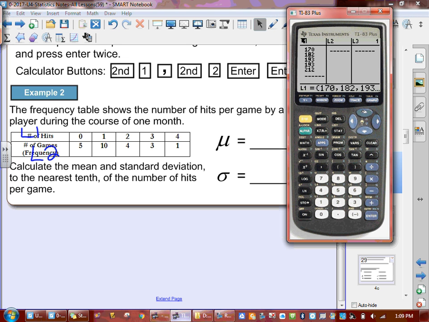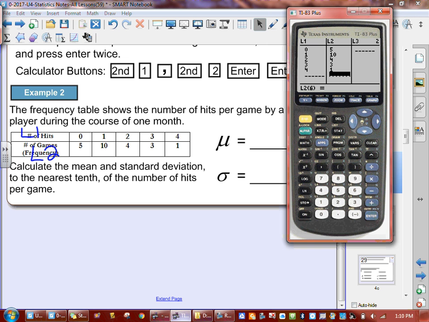I'm going to use my up arrow and highlight list 1. Highlight means it's highlighted in black there. So I'm just going to hit clear, enter. Okay, don't hit delete, just hit clear. Now you can retype your numbers. So I've got 0, 1, 2, 3, and 4. Then you're going to go to list 2, use your right arrow. Right arrow goes to list 2: 5, 10, 4, 3, 1. Okay.